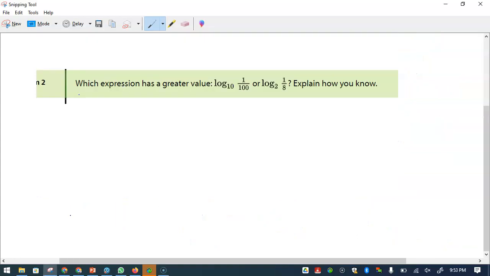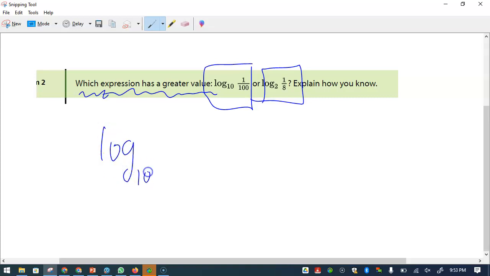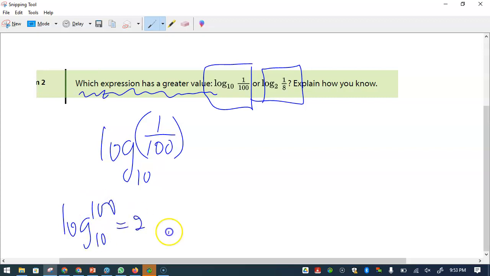The second problem is, which expression has a greater value? So is this bigger or is this bigger? We'll do one at a time. So the logarithm base 10 of 1 over 100. Now there is a fraction, right? We know the logarithm of 100 to the base 10 is 2, because 10 raised to 2 is 100. But this is a fraction, so whenever there's a fraction, we put minus 2. Okay?